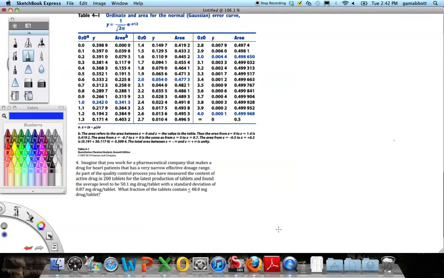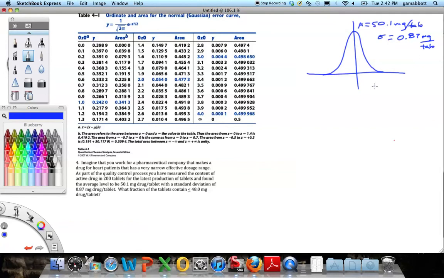Let's review one of these problems from class. Here we have a normally distributed data set, and we know the average after many measurements. We have an average for these tablets of 50.1 milligrams of drug per tablet, and we know the standard deviation for this data, 0.87 milligrams per tablet. So it's in the same units as the measurement itself.